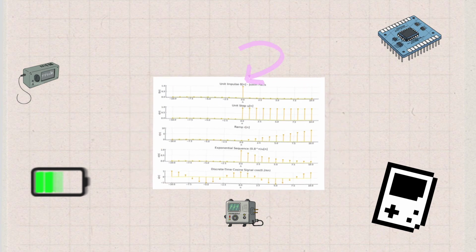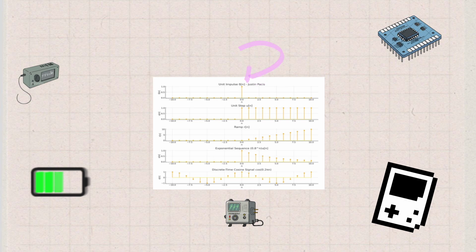So to summarize, we generate 5 standard discrete time signals using NumPy. We plotted each using stem, which is perfect for discrete data. The output shows a spike for the impulse, a constant line for the step, a rising slope for the ramp, a decaying pattern for the exponential, and a wave-like pattern for the cosine. These signals are fundamental in digital signal processing, where we analyze or process signals in discrete steps instead of continuous time.